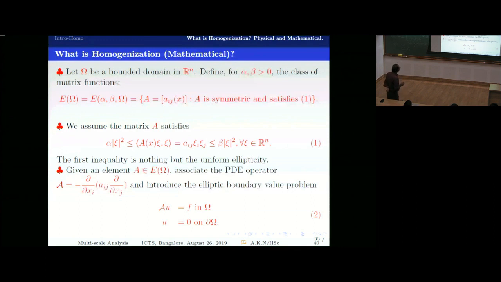So for any matrix function here, you have a differential equation. Now what are you trying to do? You are trying to take a family of differential operators, because this is changing according to epsilon. That means you are looking for a family of matrices here. Corresponding to each matrix you will have a differential equation. Because your coefficients are Aij of x over epsilon, you are looking for a family, and then you are looking for the convergence of that.